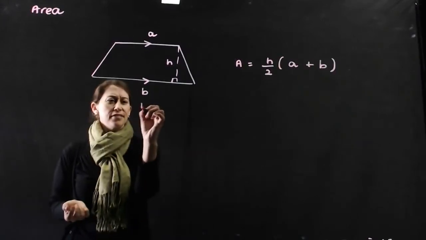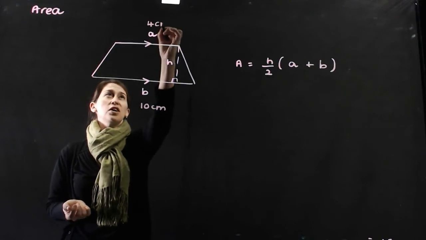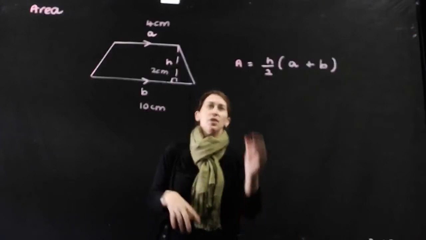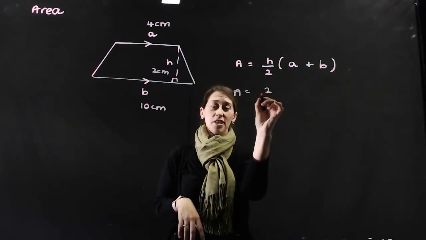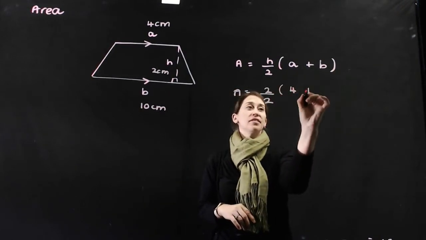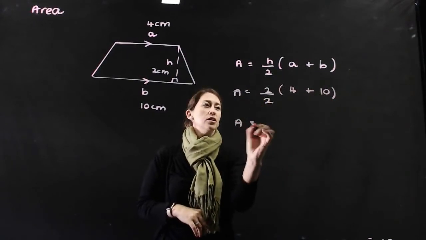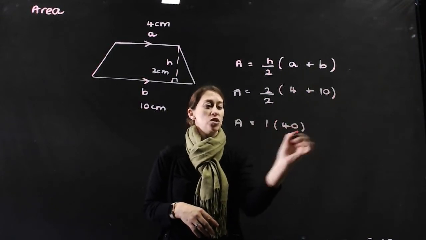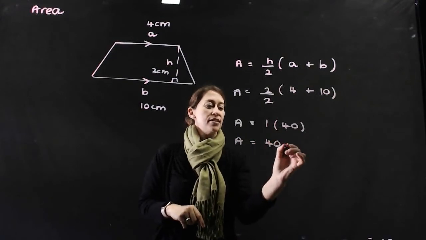Let's suppose the base is 10 centimetres, this one is 4 centimetres, and the height is 2 centimetres. Let's substitute the values in. So our area is height, which is 2, divided by 2, multiplied by 4 plus 10. 2 divided by 2 is 1, so I'm 1 multiplied by 4 plus 10, which is 40 centimetres squared.